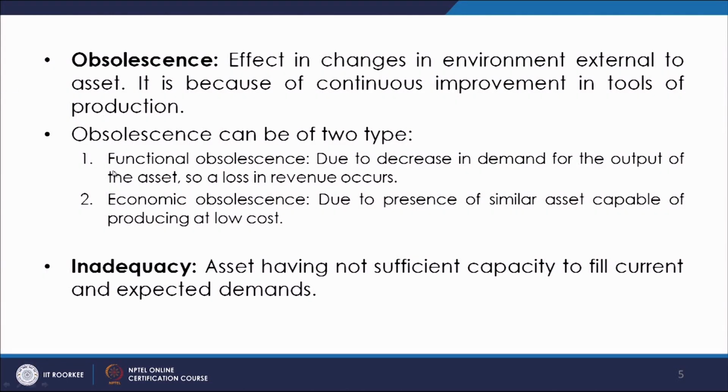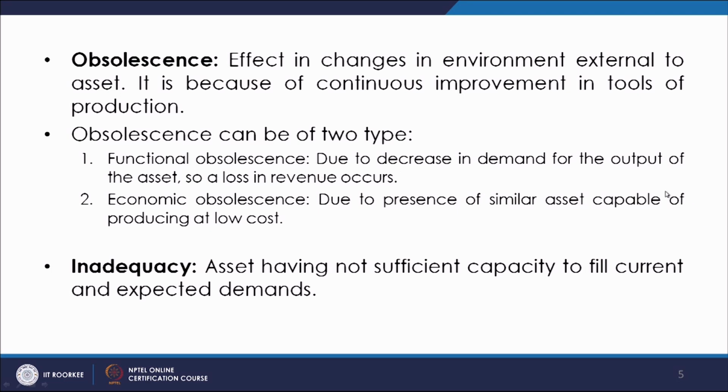One is functional obsolescence, which is because of the decrease in demand for the output of the asset. Basically, it is because of the functional inability of the asset, because it is not able to perform to the level that the manufacturer now desires of the machine. So, this is because of the decrease in demand for the output.